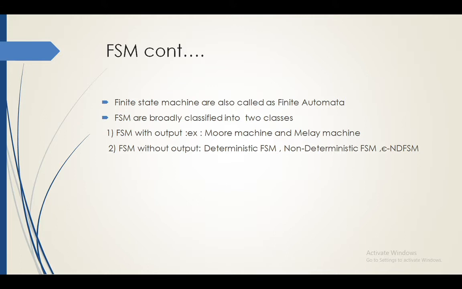Finite state machines are also called finite automata. So sometimes it is called a finite state machine or sometimes finite automata; both are the same here. Finite state machines are broadly classified into two classes. One is the finite state machine with output, and the second category is the finite state machine without output. Examples of finite state machines with output are the Moore and Mealy machines. I think you have studied these two in another subject. The next category is finite state machines without output, where you are going to study three machines. One is the deterministic finite state machine, another is the non-deterministic finite state machine, and the third one is the epsilon NFA. So these three machines are examples of finite state machines without output.